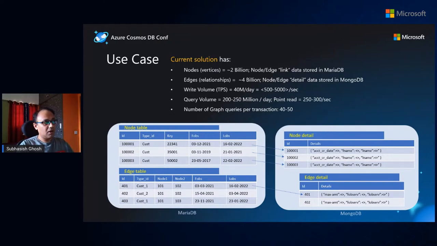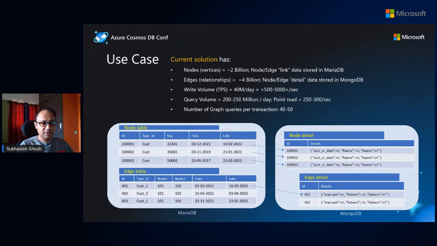So it's more of a write-heavy workload, but with some volume of queries as well, where you have some complex queries and a lot of point reads as well. The point reads were around 250 to 300 TPS, let's say. And the number of graph queries per transaction used to vary between 40 to 50.